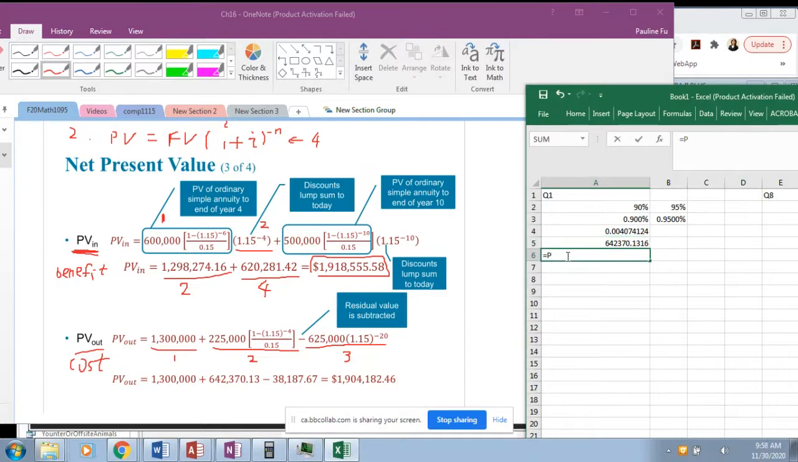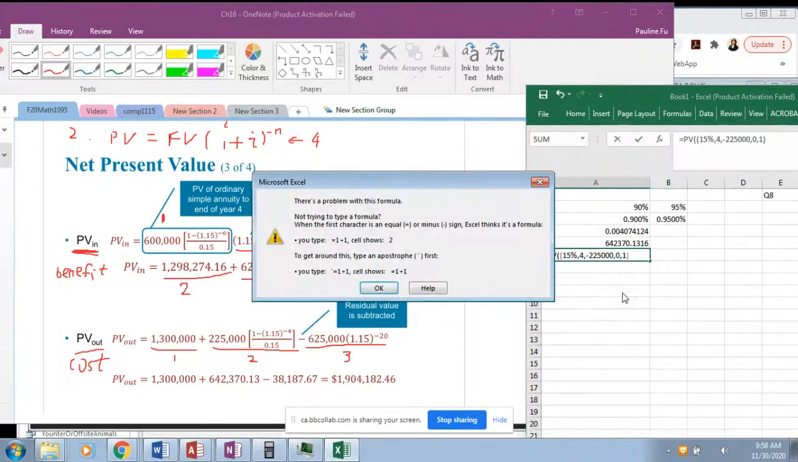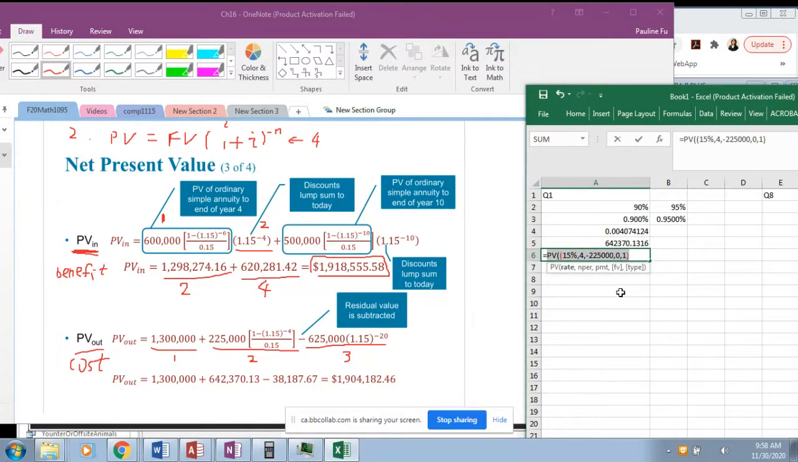And then I will use the PV function to verify what the rate is, 15% for 4 years, 225,000. Future value is 0, type is 1. I have an extra bracket. Oops. Undo it. I have an extra bracket here. This bracket is alright.